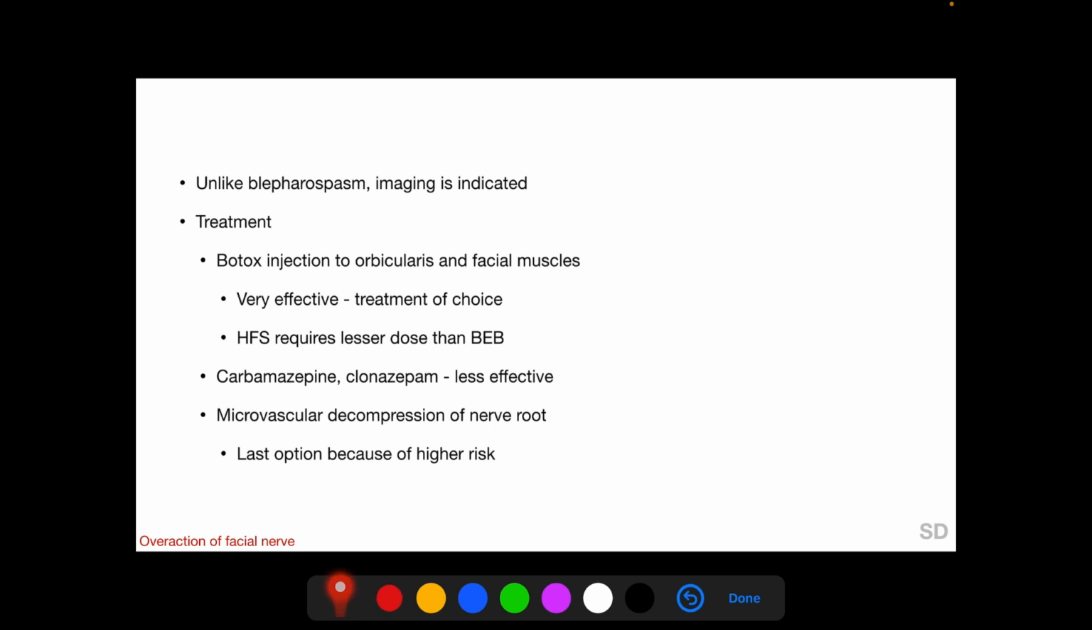Unlike blepharospasm, imaging is indicated in hemifacial spasm, and in hemifacial spasm, like benign essential blepharospasm, Botox injection is the treatment of choice, and Botox is injected both in the orbicularis and the other facial muscles. It is very effective, and hemifacial spasm requires a lesser dose than benign essential blepharospasm. Sedatives are less effective in hemifacial spasm, and in recalcitrant cases, microvascular decompression of the nerve root can be done, but it involves a high surgical risk.